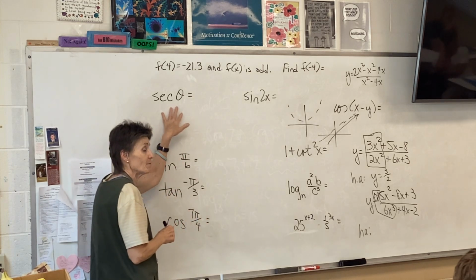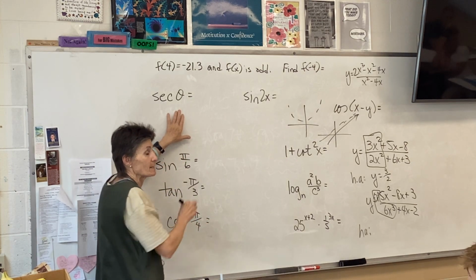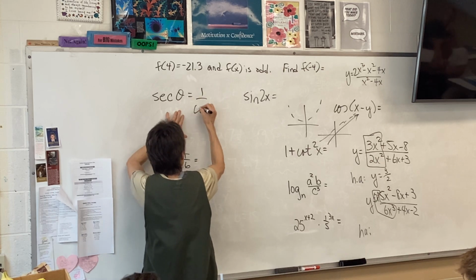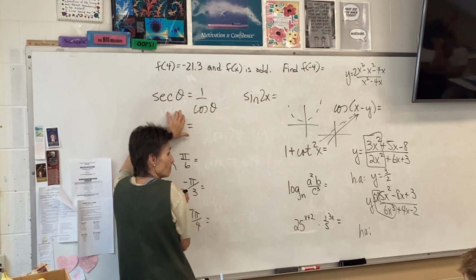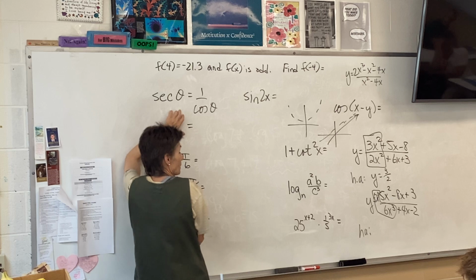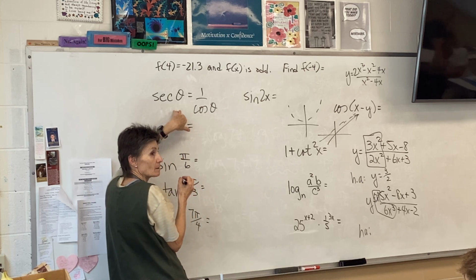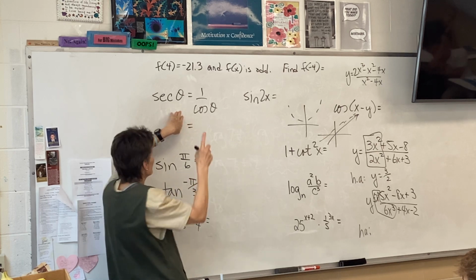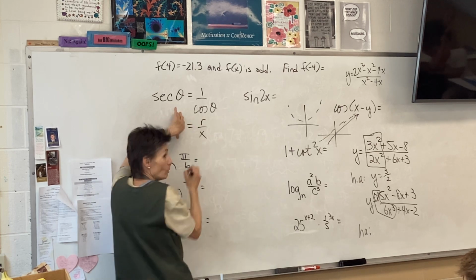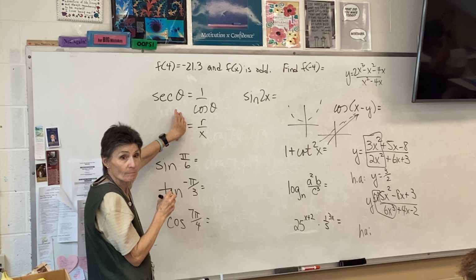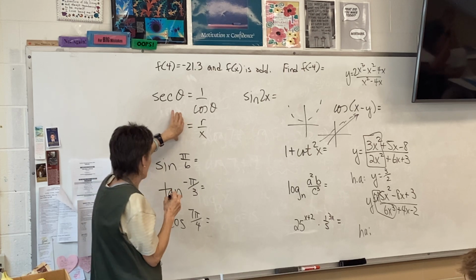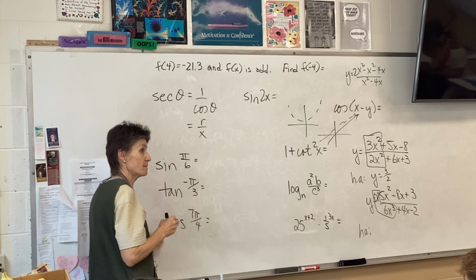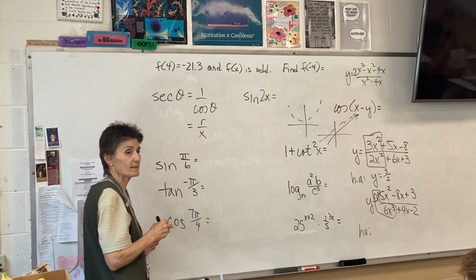What's secant by definition? Give me a couple definitions. What's secant? 1 over cosine. Beautiful. Anybody give me another one? What's cosine? x over r. So secant would be r over x. Right? Okay. Unit circle problems here. You guys are actually really good at these, I feel like.